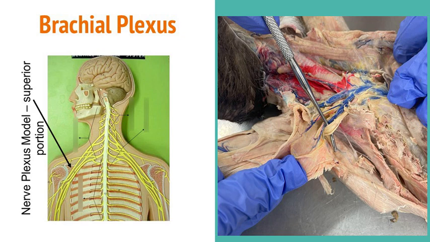Now we have the brachial plexus, which is a network of nerves that connect the spinal cord to the arms and hands, carrying sensory and motor signals. The nerves originate from the cervical and upper trunk sections of the spinal cord from C5 to T1 and control muscle function and feeling in the upper limbs, including the chest, shoulders, arms, and hands.